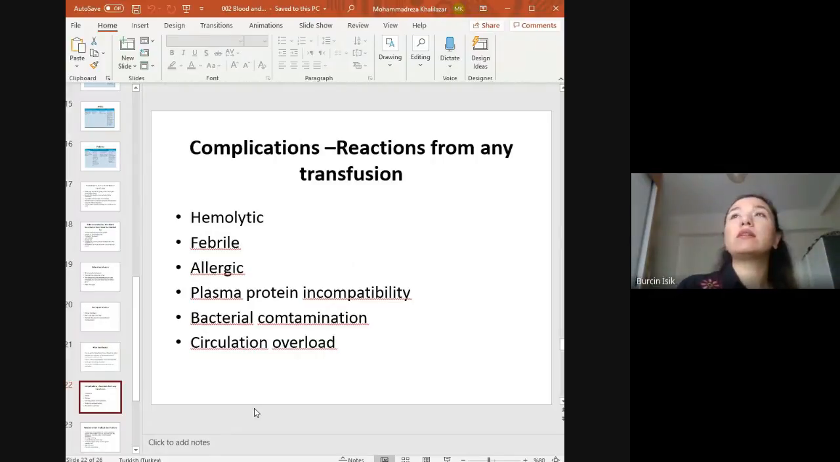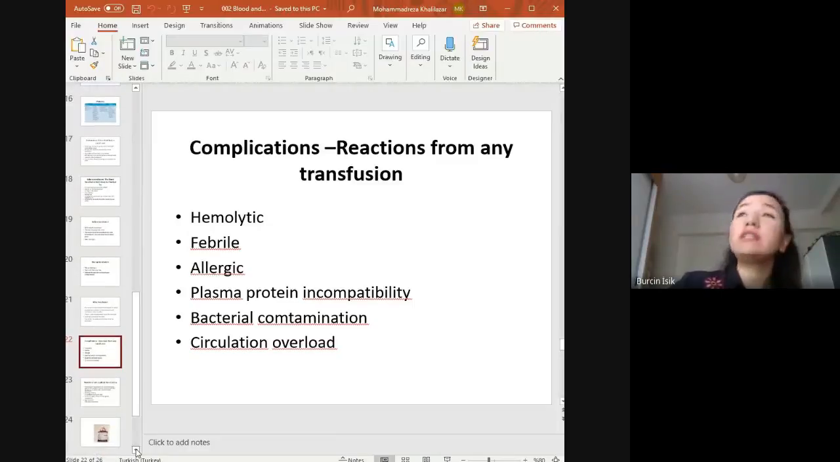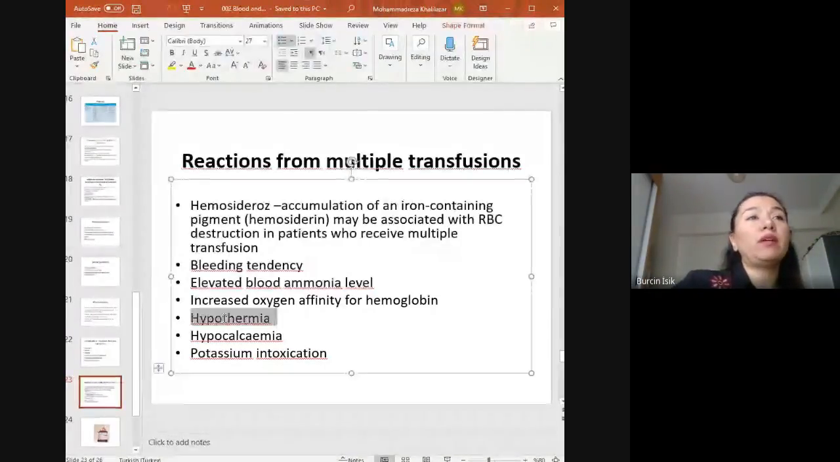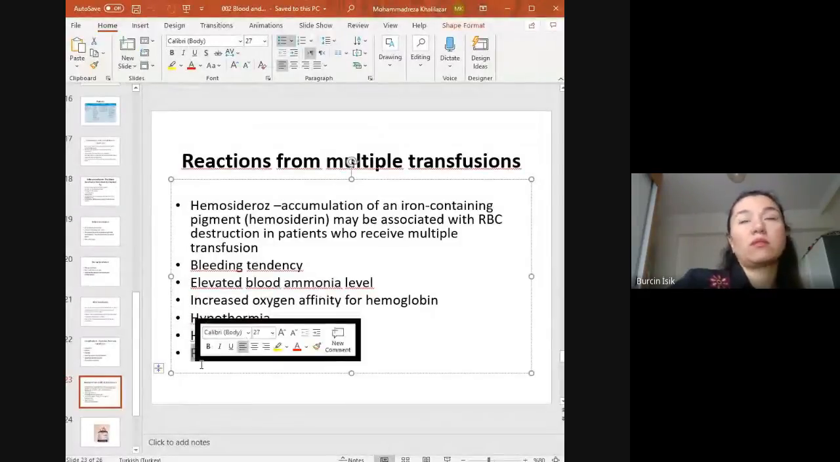About the complications, it may cause hemolysis, allergy, hypocalcemia, and circulatory overload. All of them may happen, and you must know. The first thing we must do is stop the infusion. Yes, I said maybe hypothermia, hypocalcemia, potassium intoxication.